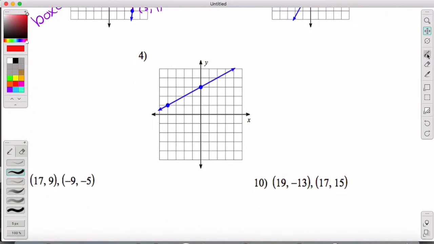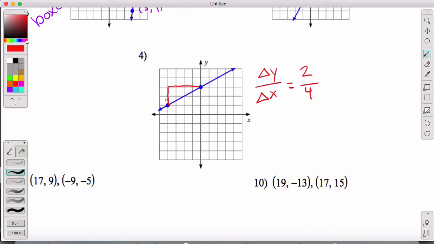All right, number 4. I'm going to do what I normally do, because I like to do my change in y and then my change in x and not the other way around. So I'm going to start here with this point. I'm going to count 1, 2. So I know my change in y is 2, and I'm moving up the y-axis, so I know it's positive, and I move to the right on my x-axis, so I know that's going to be positive. 1, 2, 3, 4.